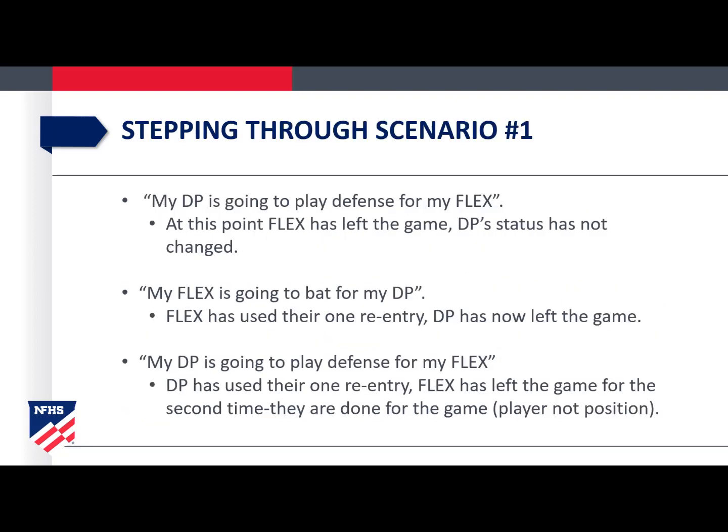In scenario 1, my DP is going to play defense for my flex. At this point, the flex has left the game. The DP status has not changed. When the coach says my flex is going to bat for my DP, the flex has used her 1 re-entry. DP has now left the game. My DP is going to play defense for my flex. DP has used their 1 re-entry. Flex has left the game for the second time. They are done for the game as a player, not the position.